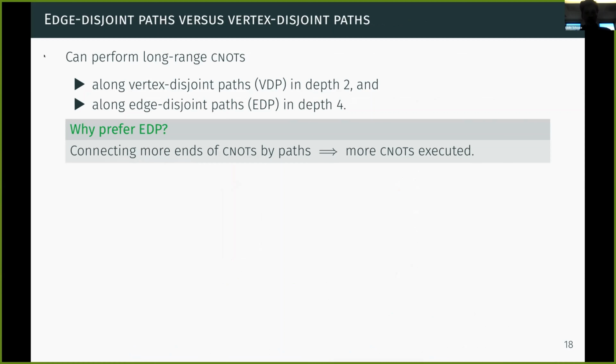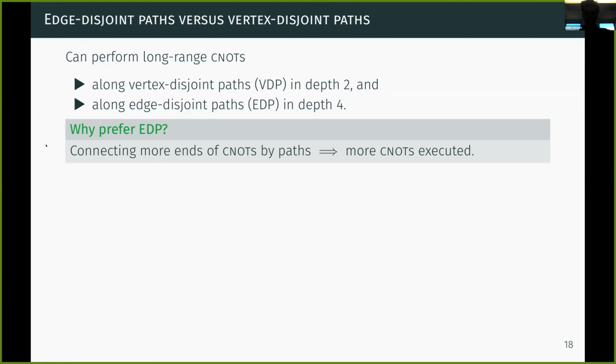All right, so now we have 2 ways to implement long-range CNOTs, in particular long-range parallel CNOTs. One way is to perform these CNOTs along vertex disjoint paths in depth 2. And the other way is that we can perform CNOTs along edge disjoint path sets in depth 4. So why do we actually prefer edge disjoint paths? Because the depth is higher and we need a lot of ancilla.